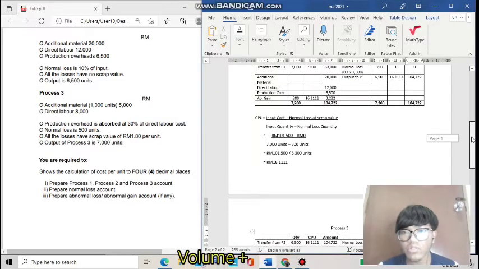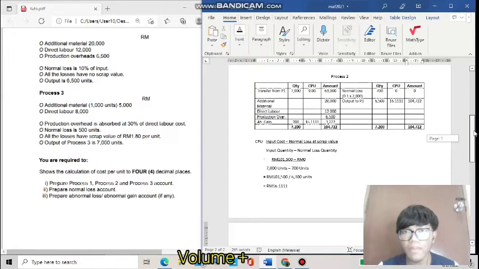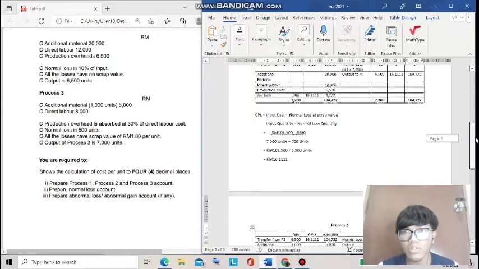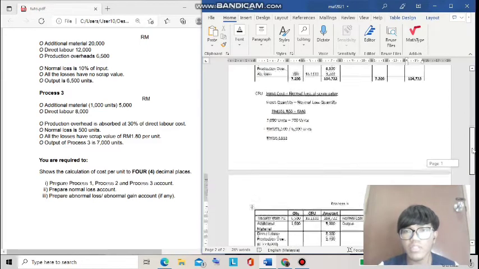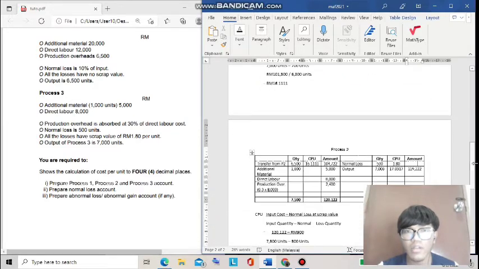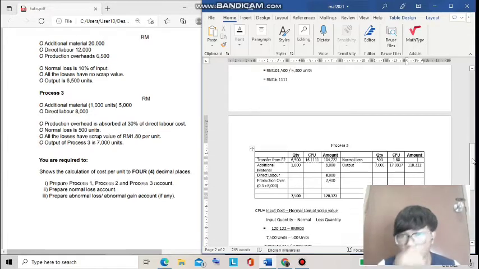First of all, for process 3, the amount we bring from process 2 is 6,500 units, with the CPU and amount from process 2. Now the additional information: additional material, direct labor, and production overhead at 30% of direct labor cost. These will be at the debit side.